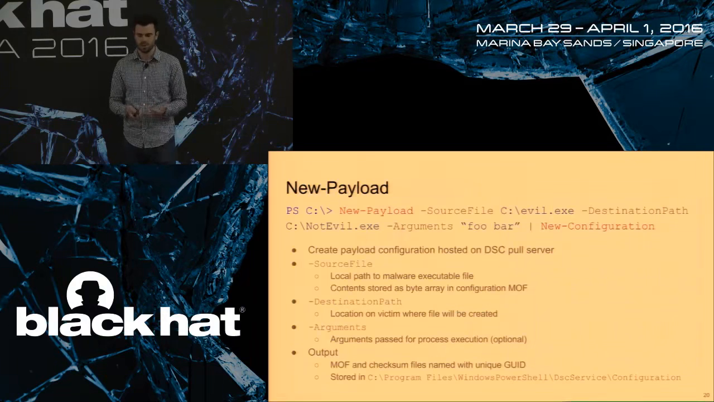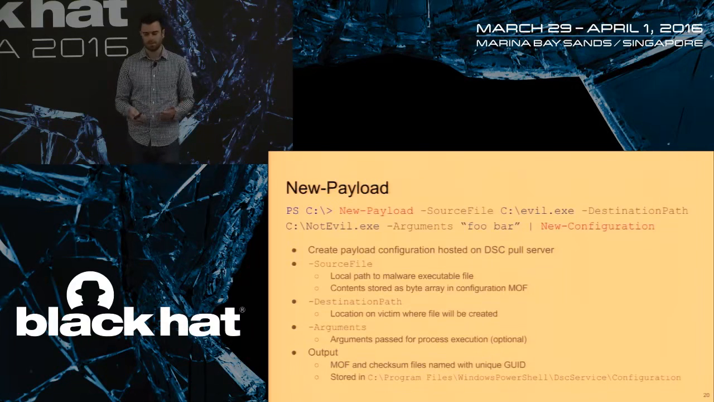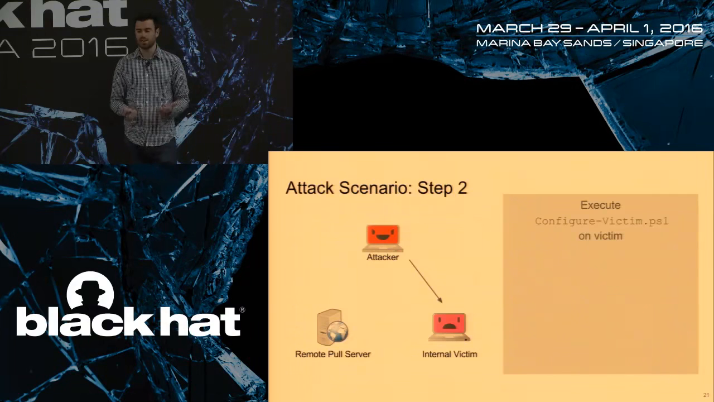And this is what it looks like. So the new payload with the source, this is where it is on the server itself. Then you provide the destination path of where you want it to exist on your victim and any optional arguments. Then you can either pipe this or store it as an object to new configuration, and it outputs the configuration file that you need. So now we connect to our victim.